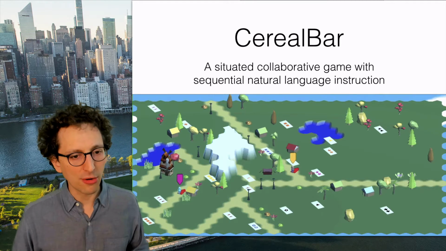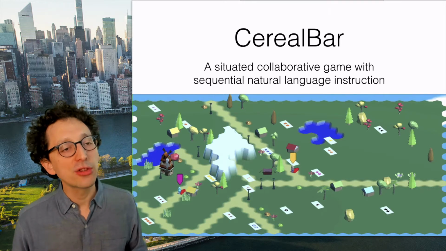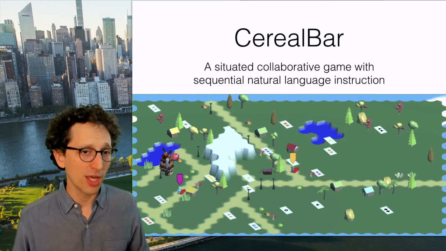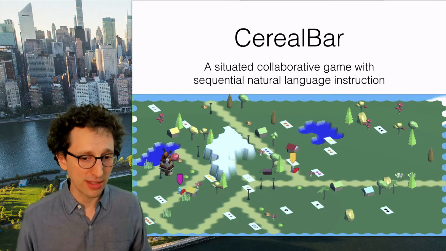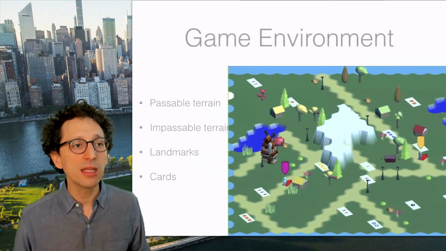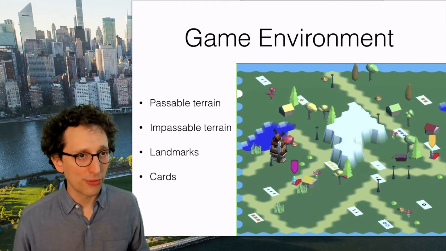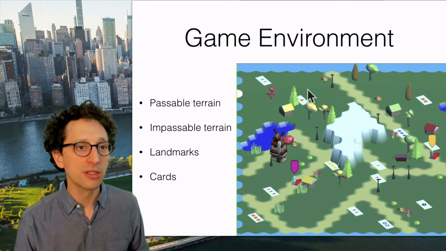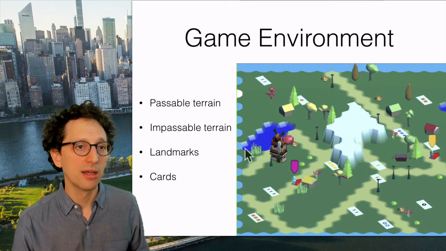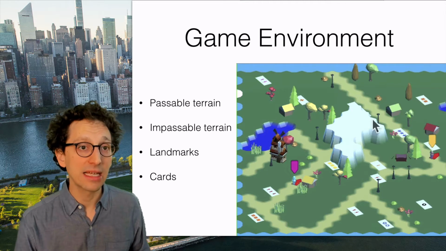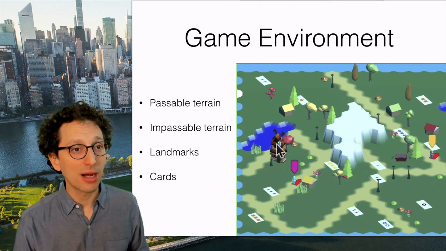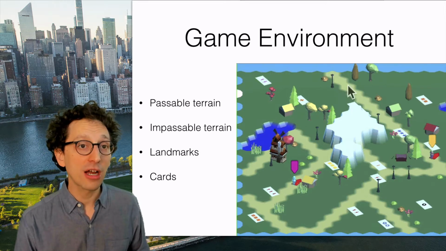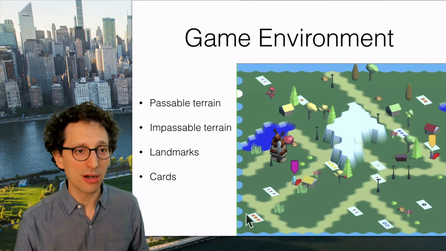CerealBar is a situated collaborative game with sequential natural language instruction. This is the CerealBar environment. Each environment in CerealBar is procedurally generated randomly for each game, so each game gets a different environment. This game environment includes different types of objects. So we have passable terrains like grass or roads. We have impassable terrains like lakes and mountains. Different landmarks like houses, trees, lampposts, and different cards that are distributed around the environment.